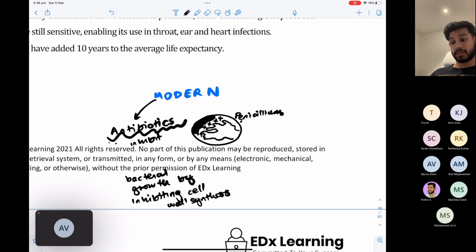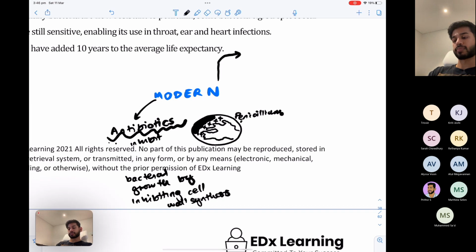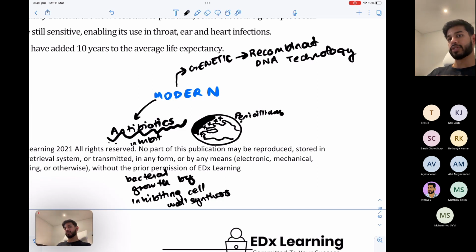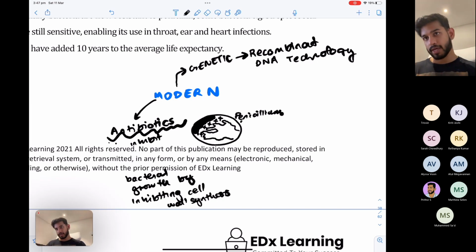Transgenics. Good, good. So under modern biotechnology, what we can also put as a category is recombinant DNA technology. That's technically a branch of biotechnology. So maybe I'll get you to rewrite this. Under modern biotechnology, future biotechnologies, you can put genetic tech. An example of genetic technology is recombinant DNA technology.